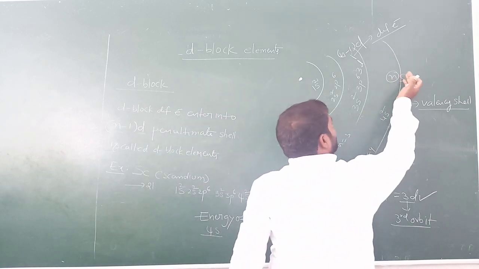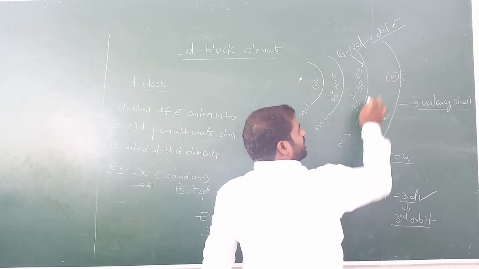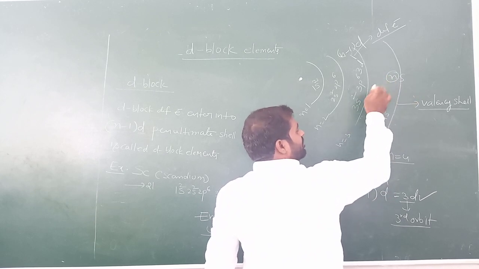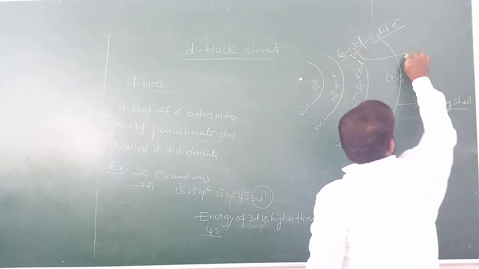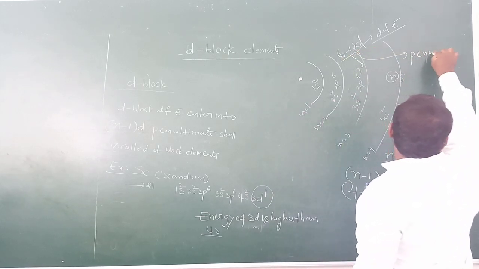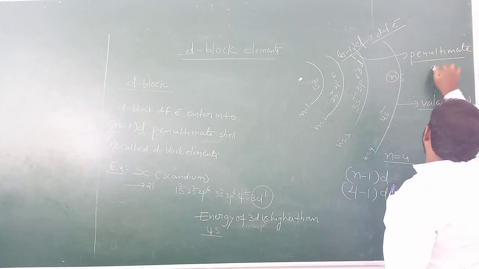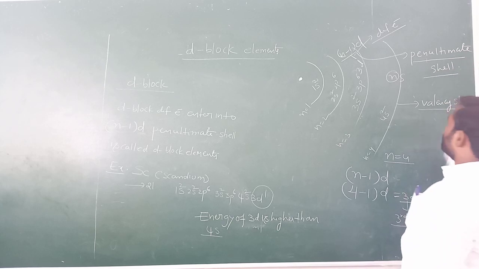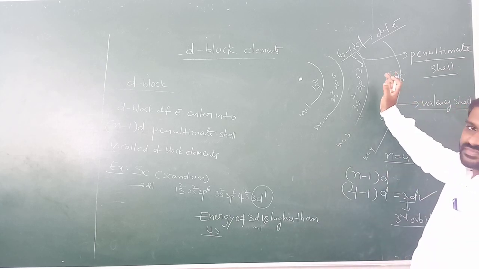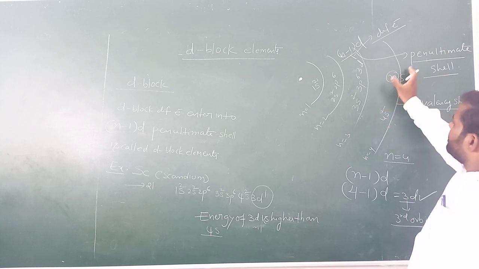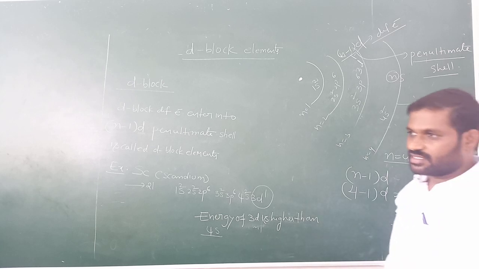This is the last shell. Before this, the orbit before the last orbit is called penultimate. This n minus 1 is called the penultimate shell. Clear, all of you? What does penultimate shell mean? Last but one. This is the last shell. The shell before it is called n minus 1. That is the penultimate shell. Clear, all of you?